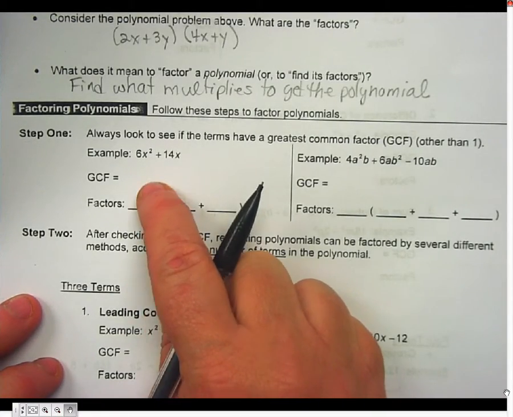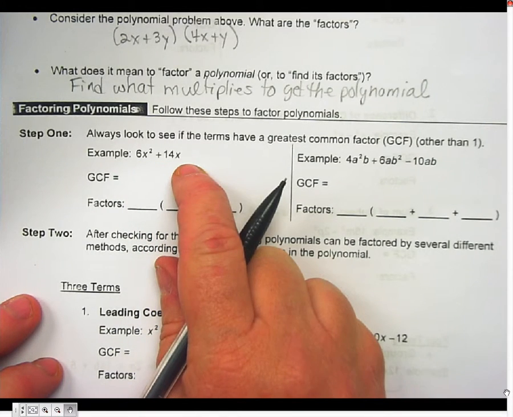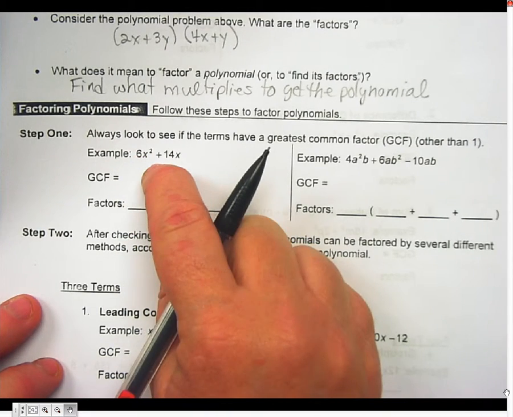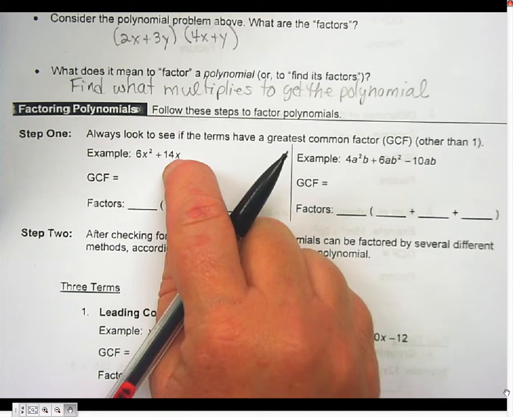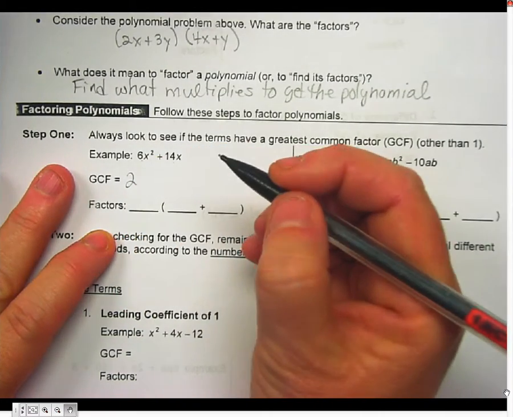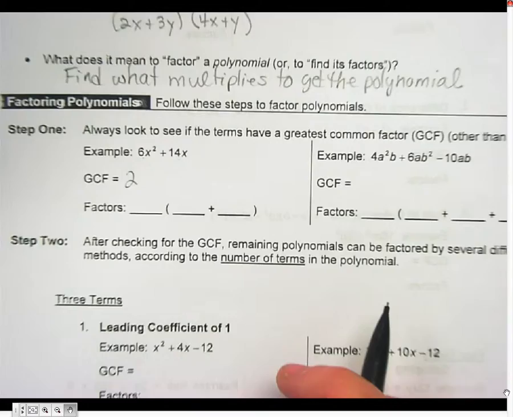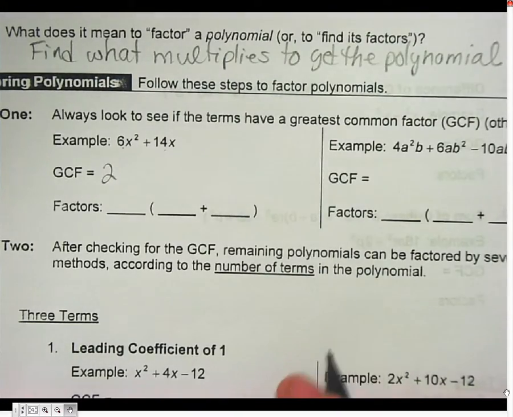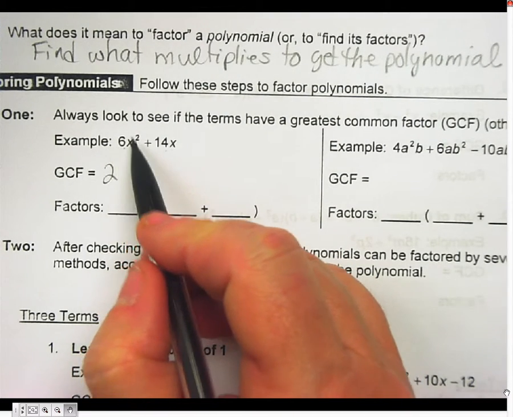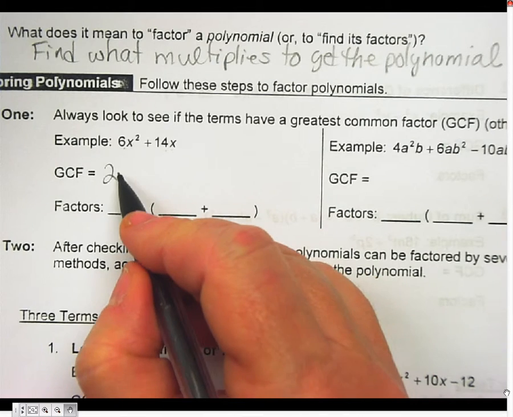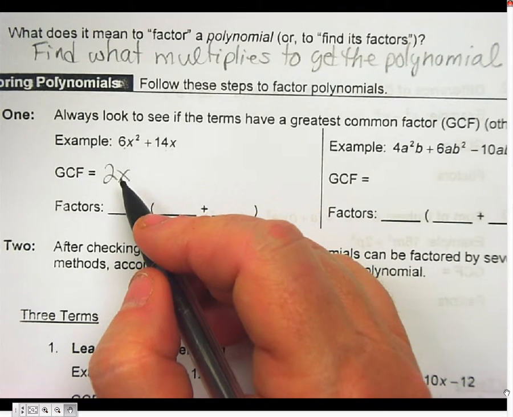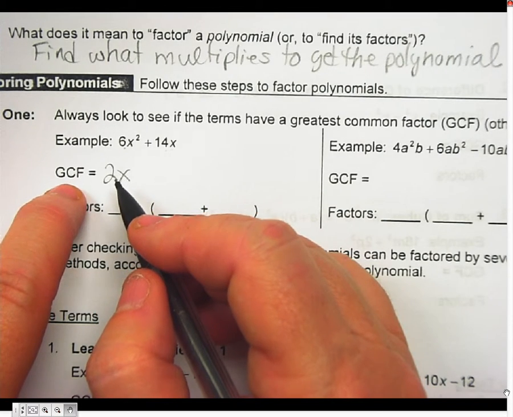So if we look at 6x squared plus 14x, we're looking for the greatest common factor of 6x squared and 14x. Something that'll go into both of them. 2. 2 will go into 6 and 2 will go into 14. What about x? Will x go into both of them? Is there an x in both of them? Yes, there's an x in this term and an x in this term. Is there an x squared in both of them? No. Okay, so we're going to factor out the greatest common factor of 2x.